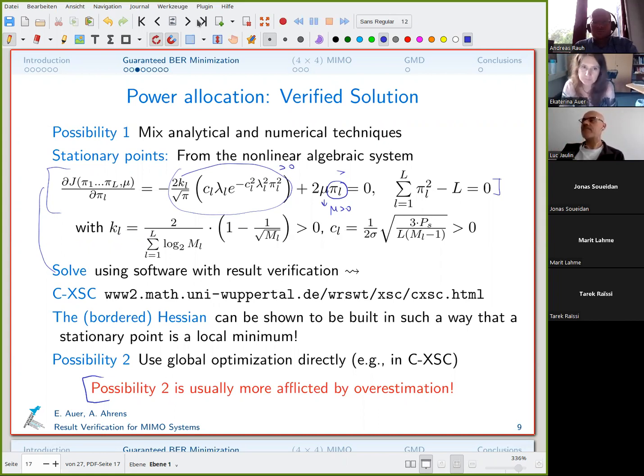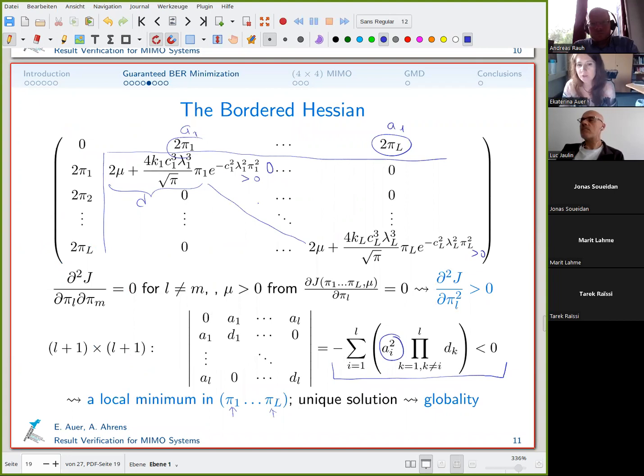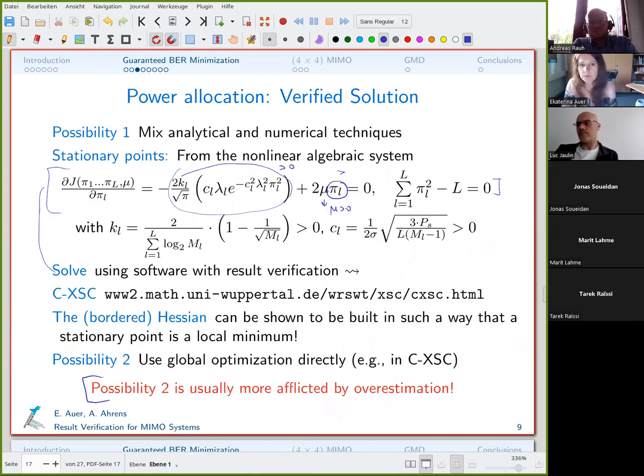Okay. And if you transform this problem like that, then you can show that if you are getting from your tool a unique solution, then this unique solution will give you the global minimum. Because it can be shown using the bordered Hessian approach. So you will have a local minimum. This could be shown by the bordered Hessian. And if the solution that you obtain from this system is unique, then you have a global minimum. Okay. Thank you.